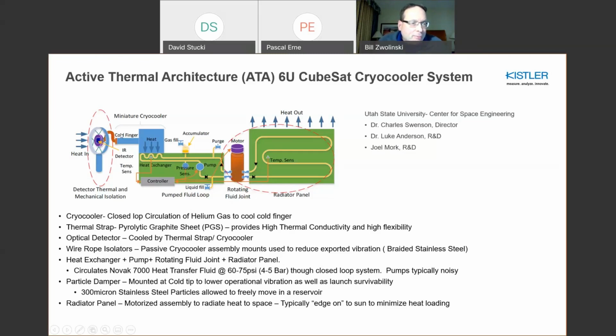There is also a particle damper at the cold finger, at the cold tip, which is used for lower operational vibration as well as launch survivability. It's usually comprised of small steel particles that are allowed to move freely in some reservoir. What was found is that a 50% fill was quite effective in attenuating some of the vibration there. And obviously the radiator panel is a motorized assembly, where typically the radiator panel is edge on to the sun to minimize heat loading.